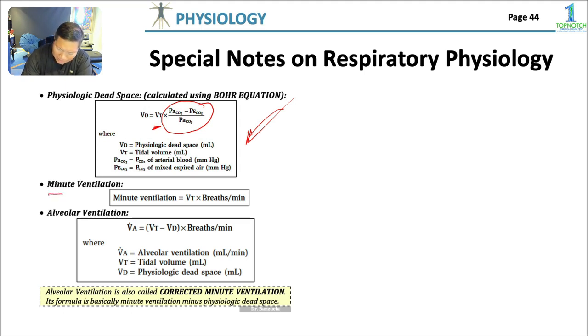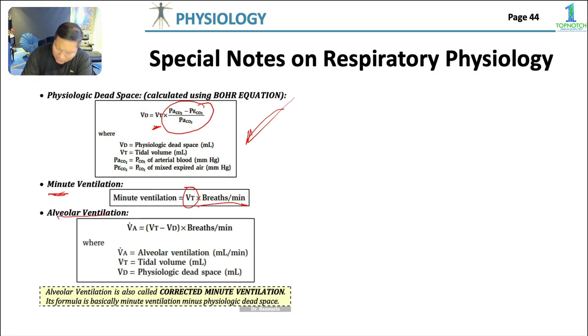Minute ventilation. Okay? The amount of air that you inhale in 60 seconds or 1 minute. So the computation is tidal volume times the respiratory rate. Okay? Tidal volume is the amount of air that you inhale in the relaxed state. Approximate value is around 500 ml. We'll discuss that a little bit later.